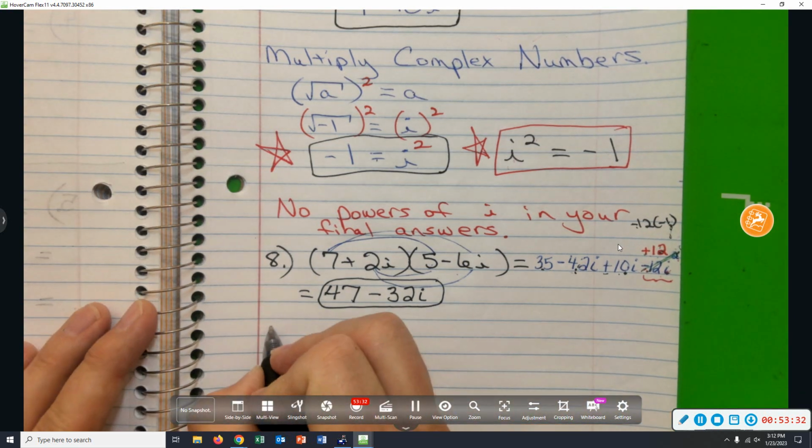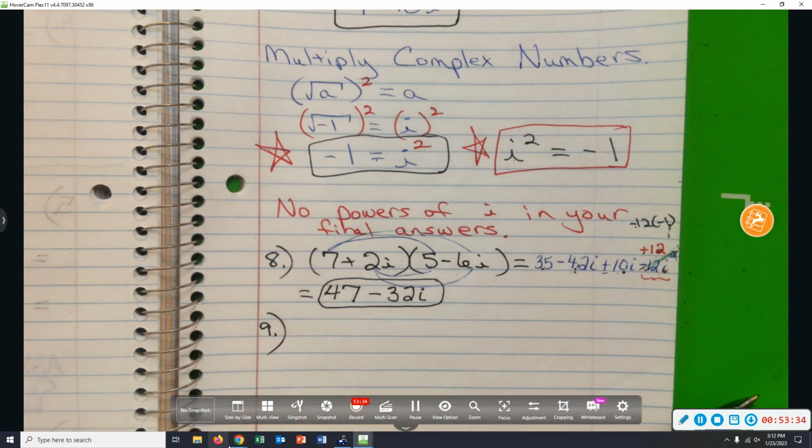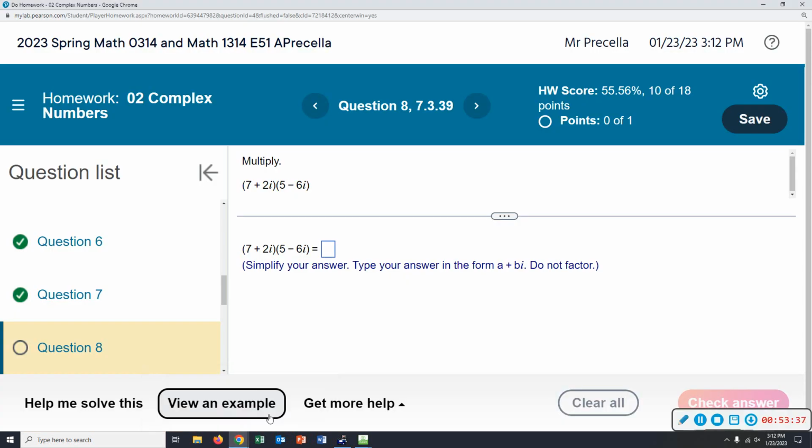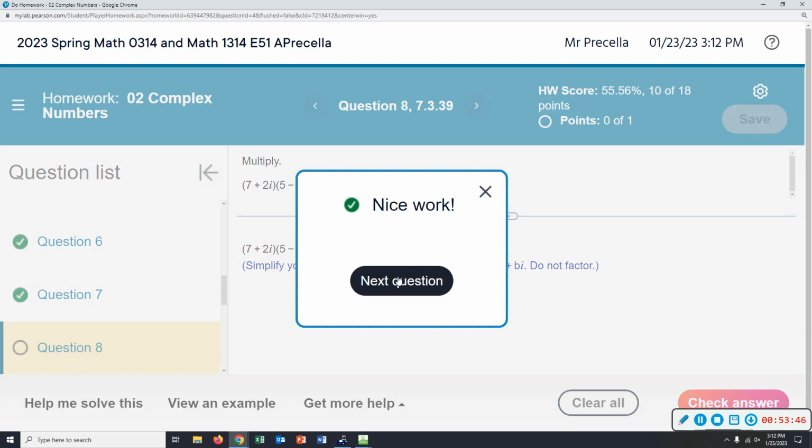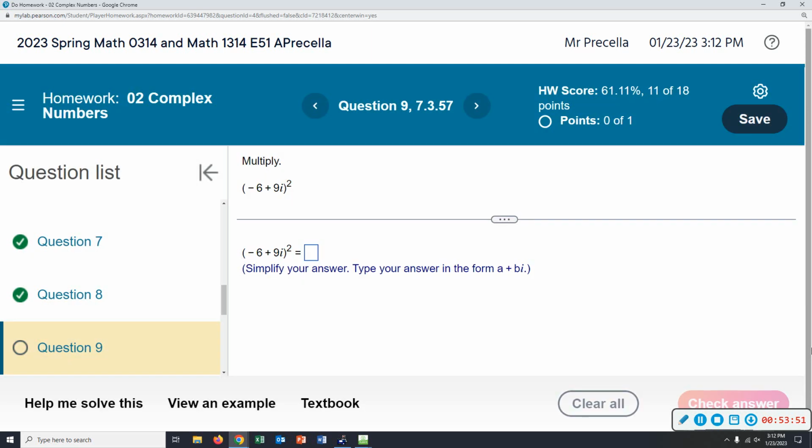We have plenty more examples to do here, though. So let's type in this one: 47 minus 32i. Number 9 is the exact same type of problem, but it doesn't look it. Negative 6 plus 9i, all squared.